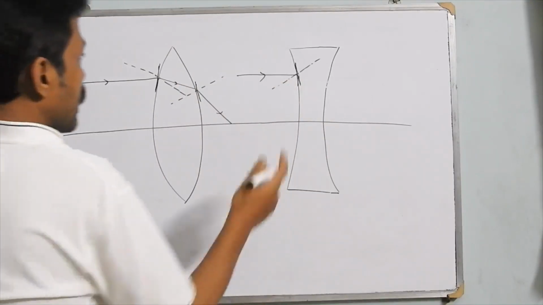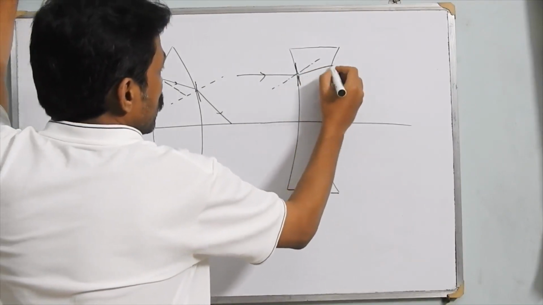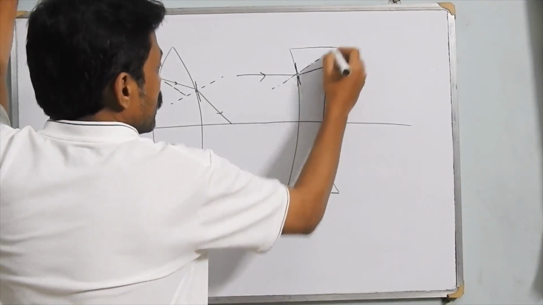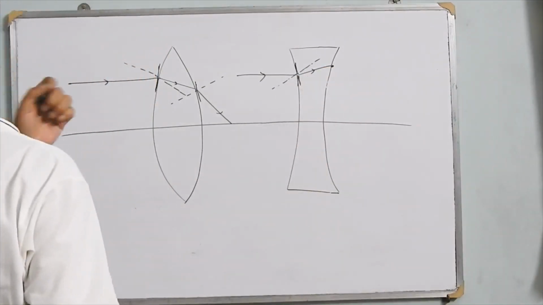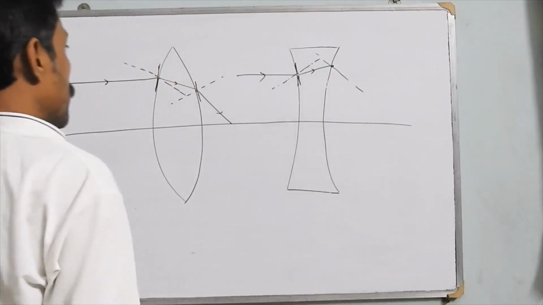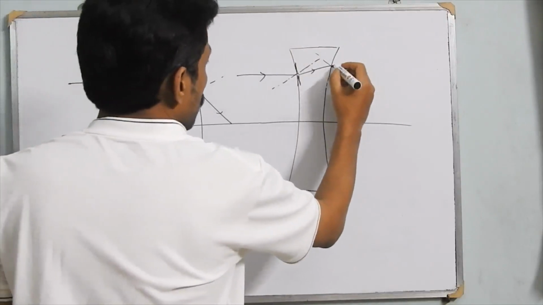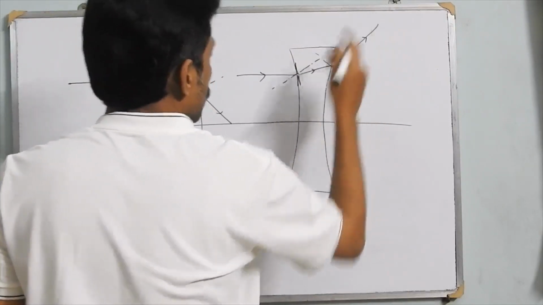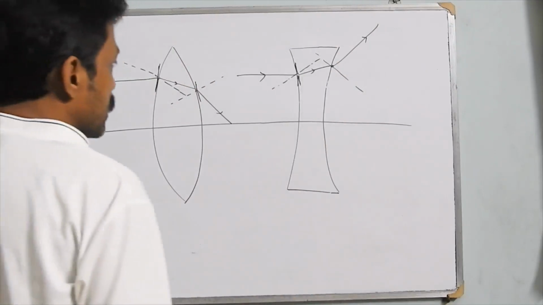In this case, the ray is moving from rarer to denser, so it will bend toward the normal. At the second surface, when it is incident, again if you draw the normal, it will go in this manner, and the ray will bend away from the normal and move towards the edge of the lens. It will never move towards the middle of the lens.